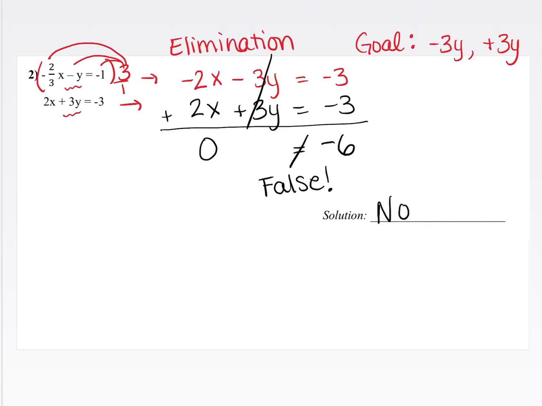So, this is no solution. The lines do not cross at any particular point or points. So in this case, if we were to graph it, the lines are parallel.